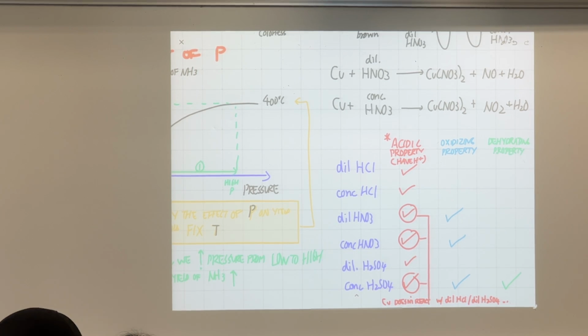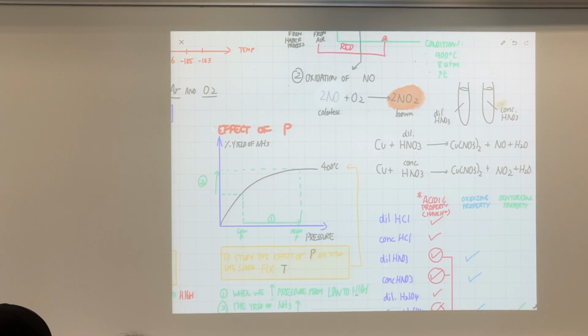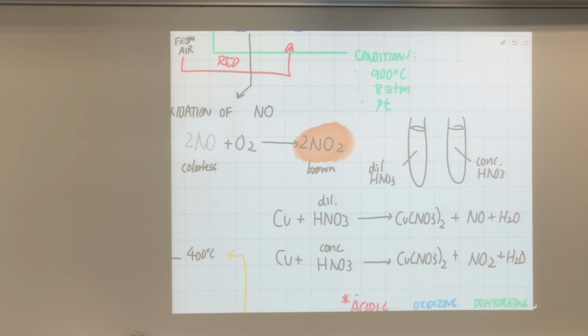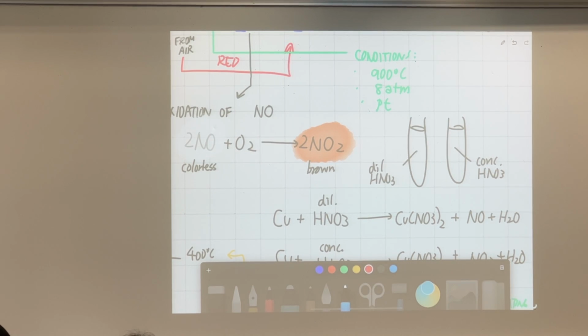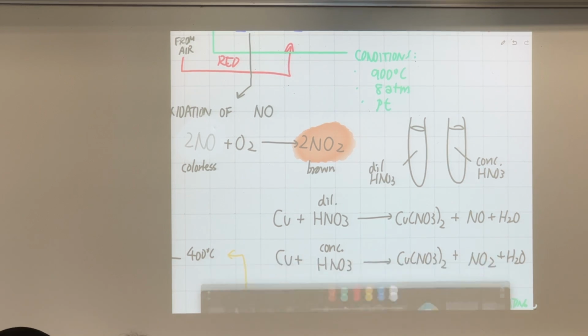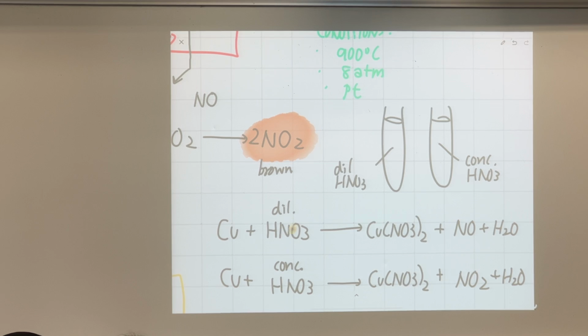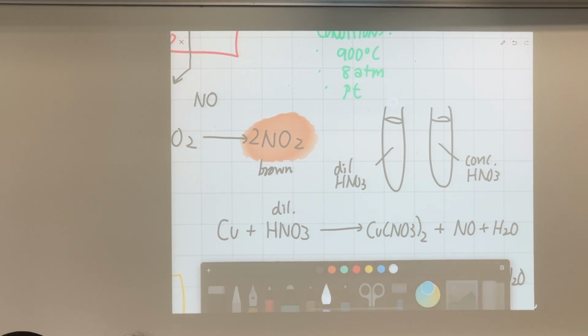Back to here. How do I distinguish between them then? NO is a rather strange gas. While NO is colorless, when it comes into contact with air, it will be oxidized. So for the first reaction, when copper reacts with dilute HNO3, you will first get a colorless gas at the mouth of the test tube.